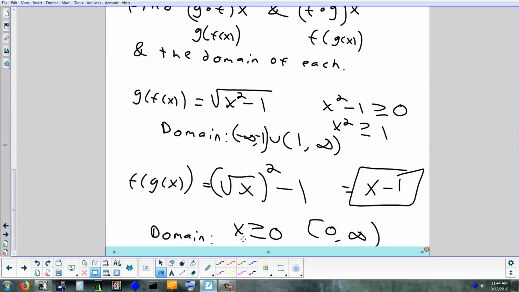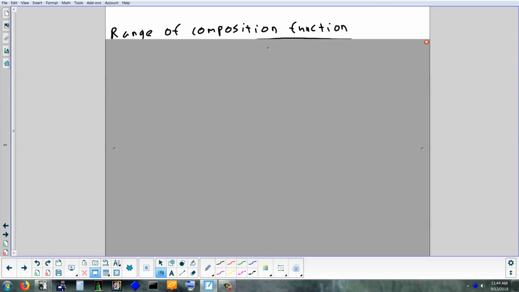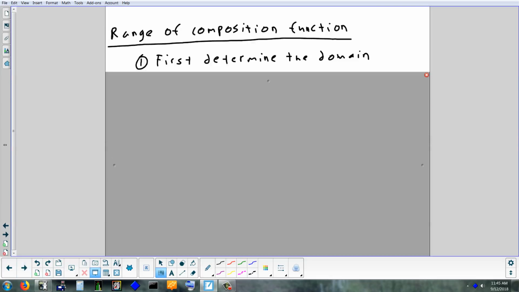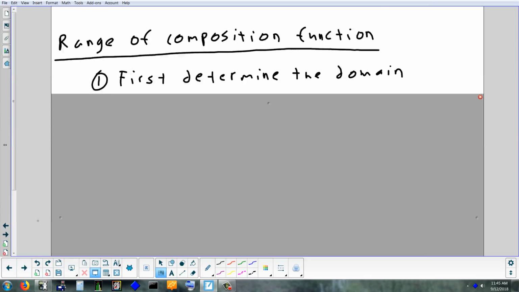Okay, any questions on that one? All right, so range. Range is a little harder. Basically, now you know the numbers you can plug in. If you plug those numbers in, what kind of answers are you going to get for y? In order to determine the range, the first thing is to figure out the domain. What am I allowed to plug in?